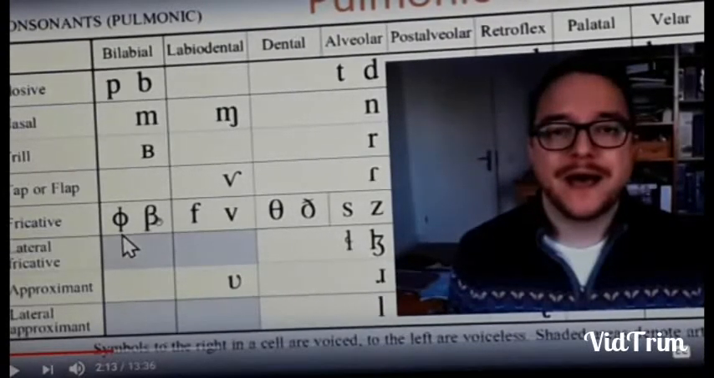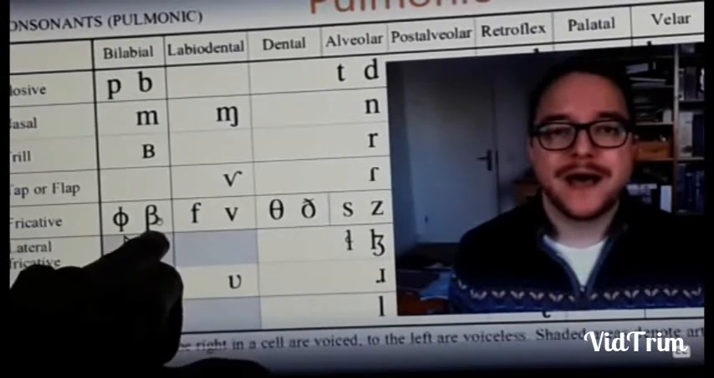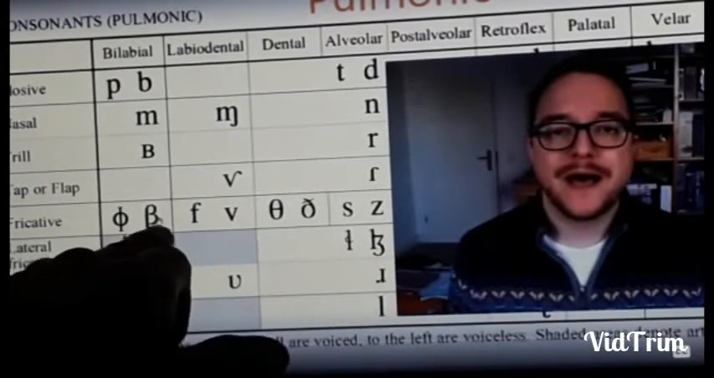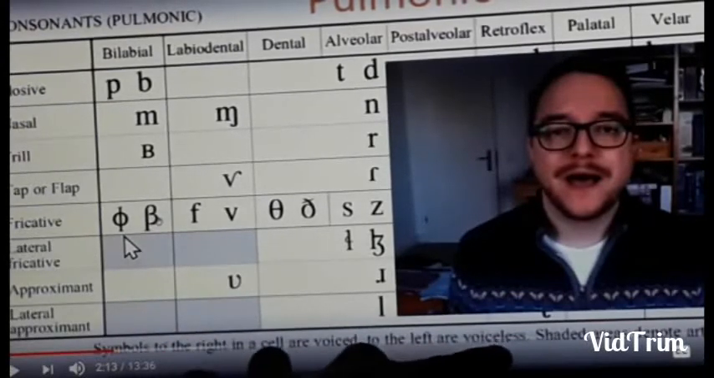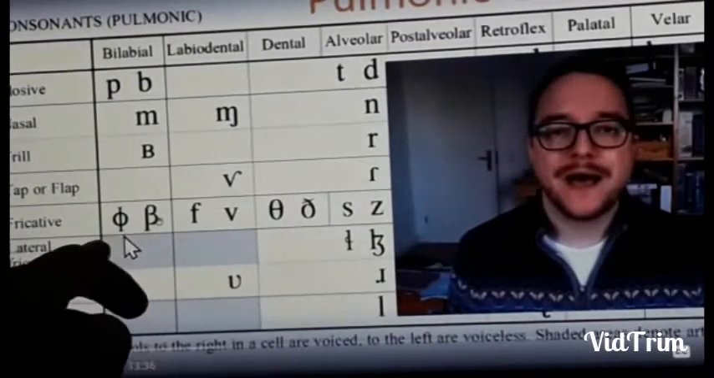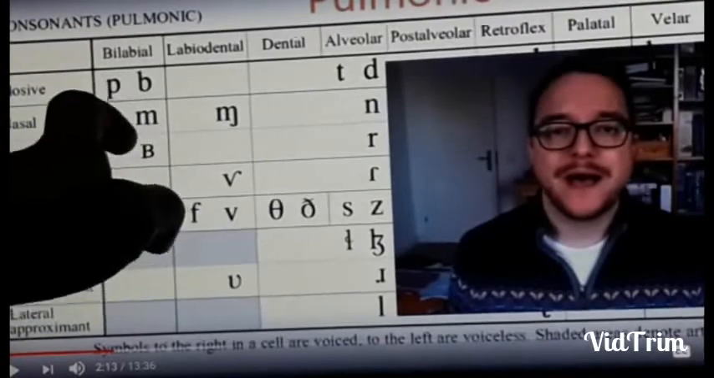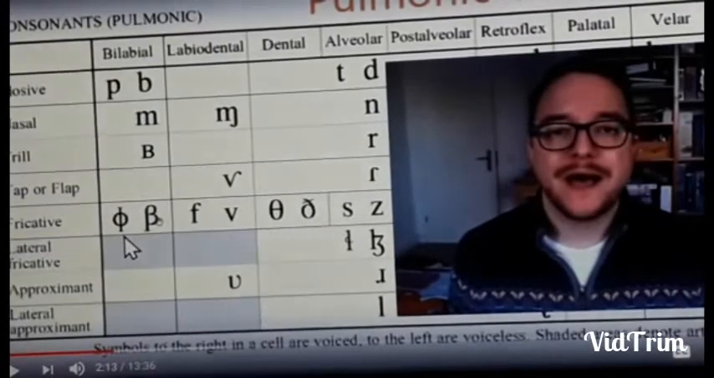Bilabial fricative: fa, afa. Bilabial fricative, non-voiced. This is voiced to the right. So this is to the right. So this is voiced and this is non-voiced. The left are voiceless, so this is to the left, right? So left is voiceless, pa is voiceless, pa, apa. Now, va, ava, this is voiced, va, ava.